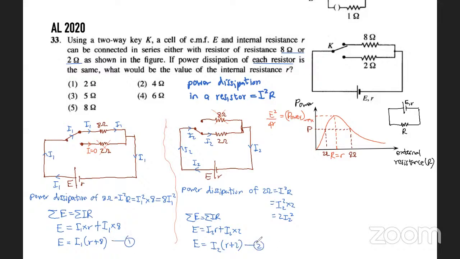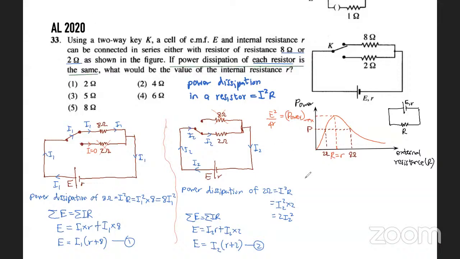How many unknowns do we have, people? We have 4 unknowns actually: one is capital E, one is simple R, and then the currents I1 and I2. These are the pieces of information we can extract from what they have mentioned. They are putting K to the upper slot and to the bottom slot. When you put K to the upper slot, 2 ohm won't work, current will flow through 8 ohm only. When you put it to the lower slot, 8 ohm won't work, current will flow through 2 ohm only. But this part, if the power dissipation of each resistor is the same, that's important.